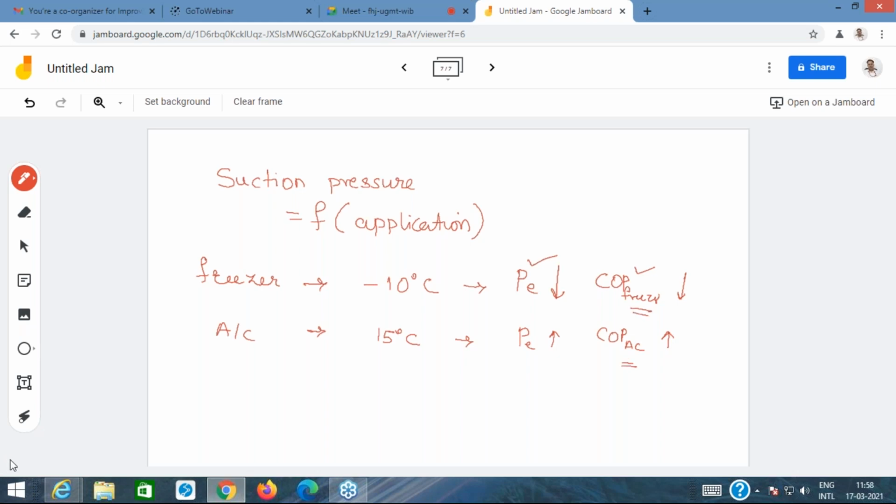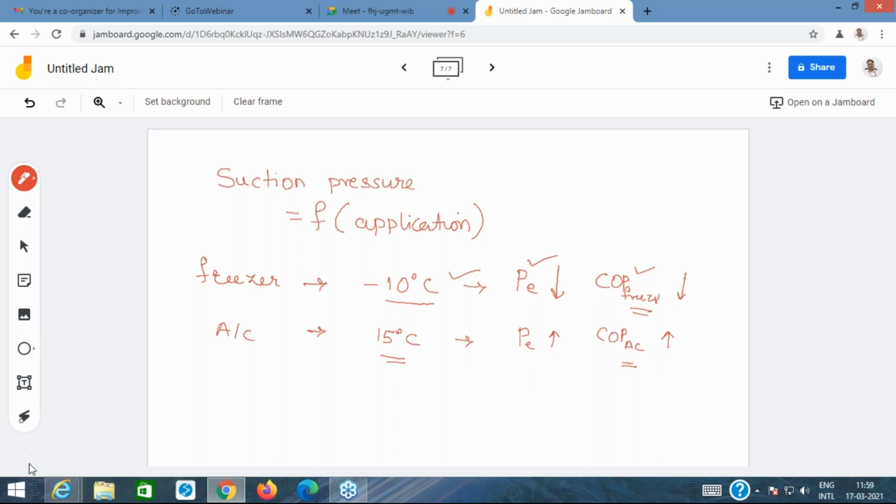But then we cannot do anything about it, right? We cannot do much about it, I would say, because these temperatures are to be maintained and they are dictated by the application. So that is the meaning of this, that though it is desirable to maintain the suction pressure as high as possible, one cannot do much about it because the suction pressure is defined by the refrigeration requirement. It would be lower for applications like cold storages, freezing, etc. It would be higher for applications like comfort air conditioning. So this has to be kept in mind.